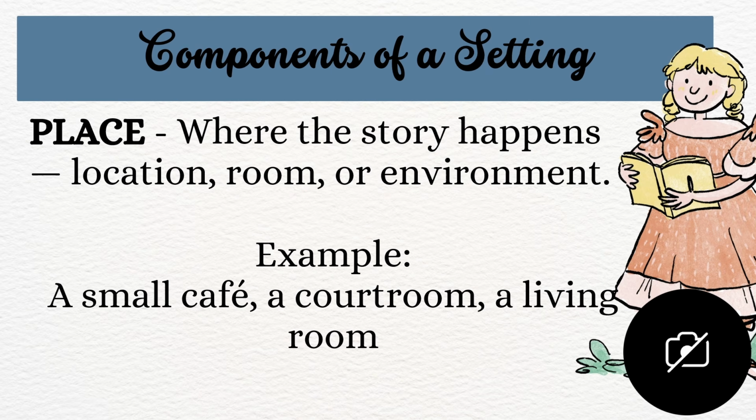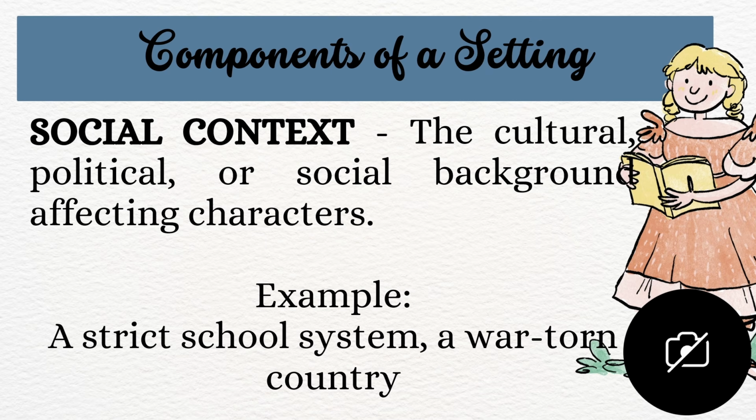The place, of course: where did the story happen? What's the location? What's the room? What's the environment? It could be a small cafe, a courtroom, or a living room, just like in Wanted a Chaperone. Social context: what's the cultural, political, or social background affecting the characters? A strict school system, a war-torn country, or, for example, in Wanted a Chaperone, a time when the influence of colonization is very important.